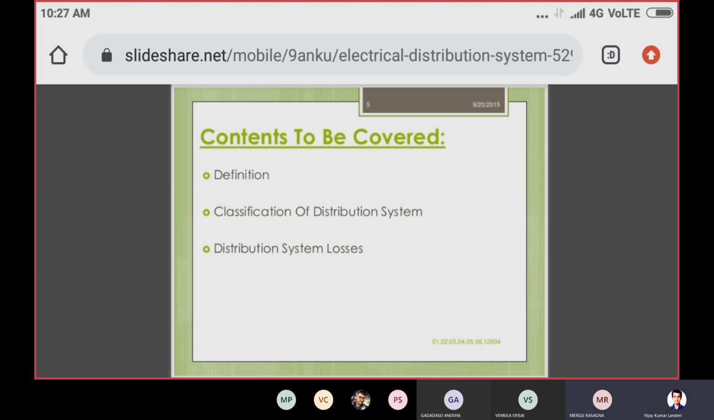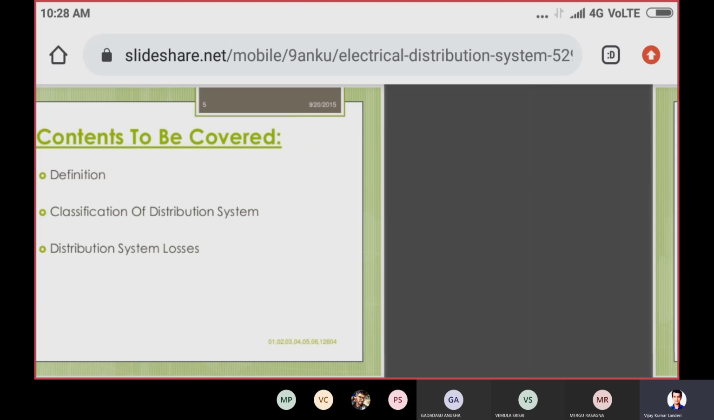Now, let us see what are the contents that are going to be covered in this particular session. First, we are going to see the definition. Next, we see the classification of the distribution system. And the next one, we are going to see the distribution system losses. These are the things you are going to see in the coming class.